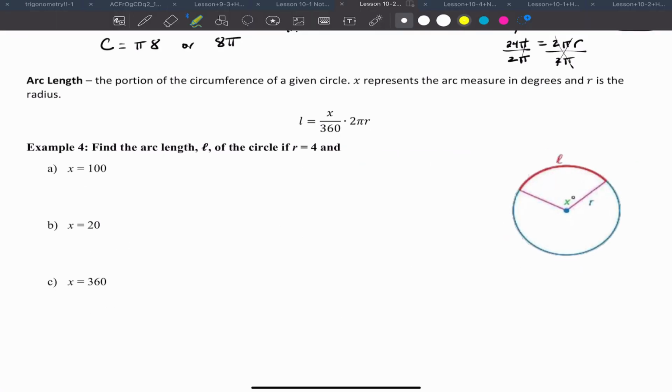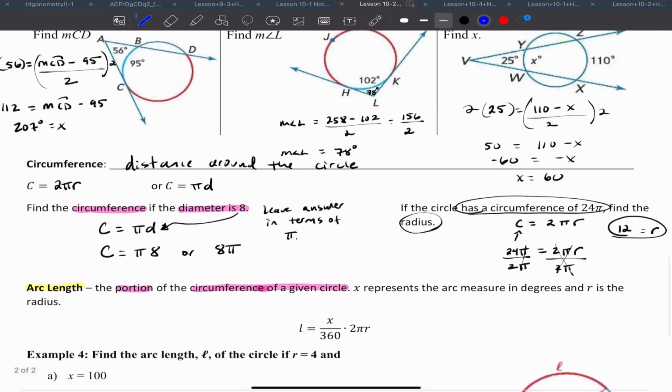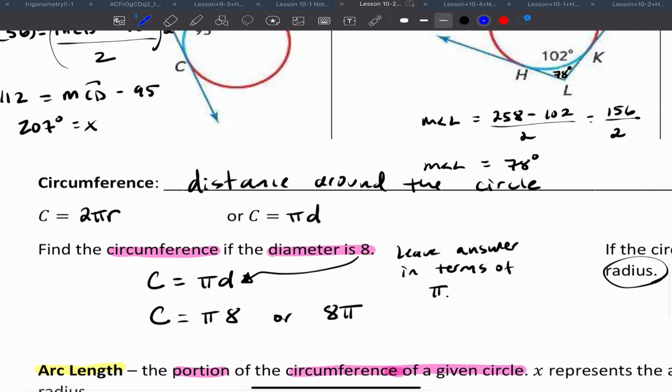Now what I want to go ahead and do is talk about arc length. Now arc length is the portion of the circumference of a given circle. And remember, circumference is basically the distance around the circle, aka the perimeter around the circle. And we use 2 pi r or pi d to figure out how long or how big the circle is, right? I'm going from point A to point B. How long is that circle? Okay?